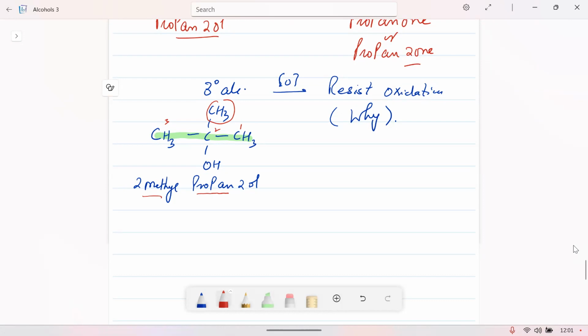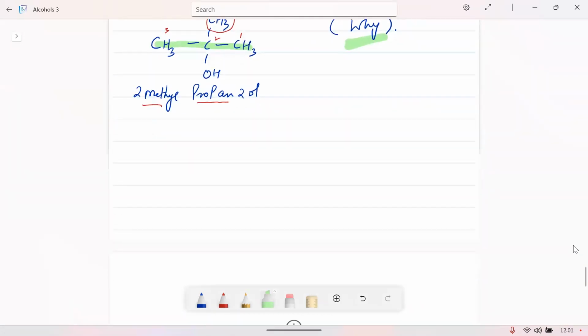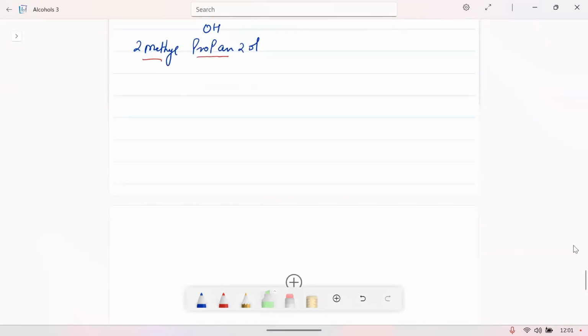We need to understand why tertiary alcohols do not undergo oxidation. To understand this, we will first look at what is happening in the primary and secondary, and then we can easily understand what is happening in the tertiary. So let's look at the primary alcohol first. Let's say I have CH3, C, H, H, and OH. I'm taking this as ethanol.